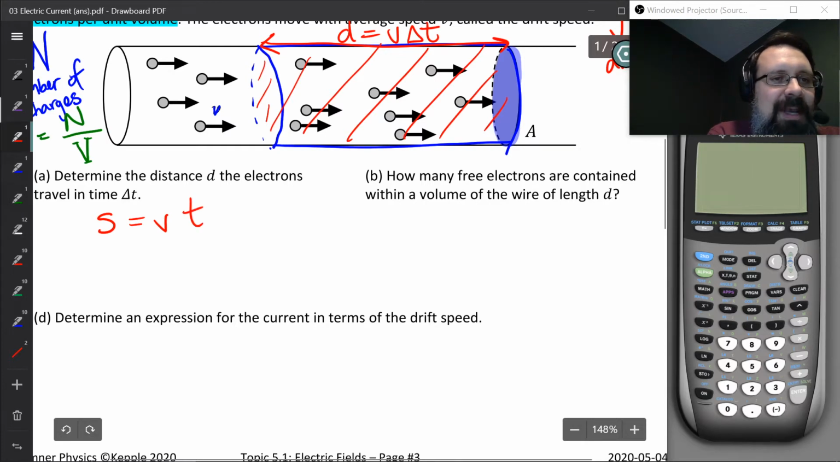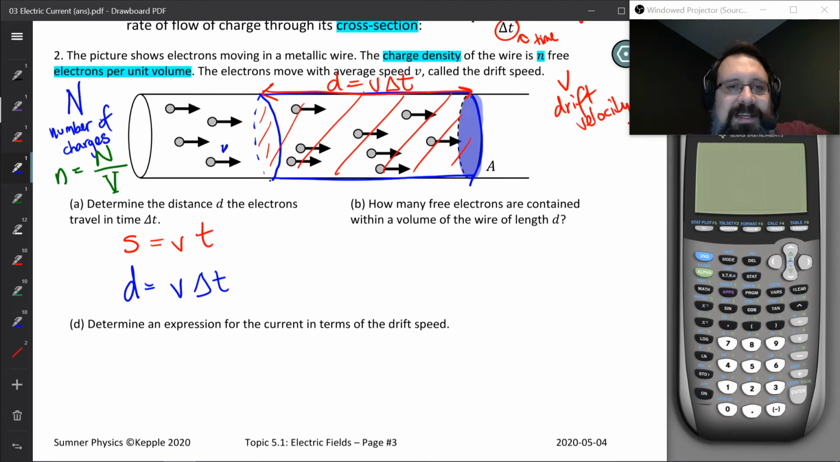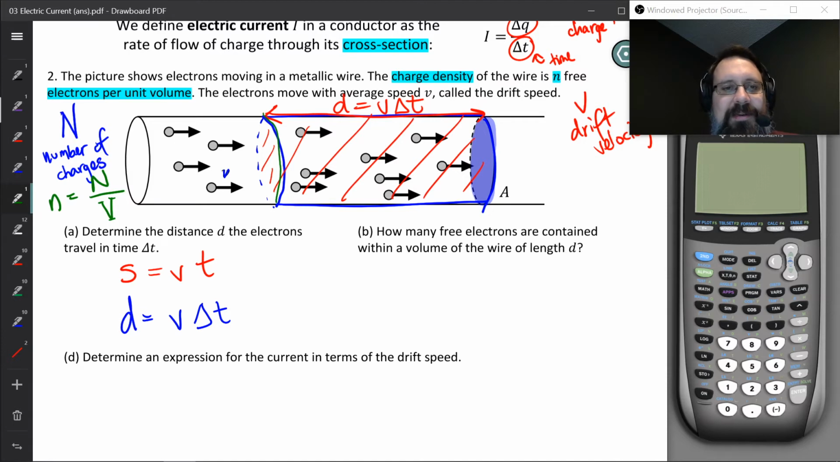So we are saying that d is going to equal the velocity times this time, which we're calling delta t. Delta t means some short time. When you do calculus, you'll call that an infinitesimally small time, dt, but in IB physics, we use delta t. So some small amount of time delta t has passed, and the electrons will travel this distance d. If the electrons travel faster, then the height of our cylinder will extend further and more electrons will pass through. If the velocity is slower, our cylinder will have less height and then fewer electrons will pass through.